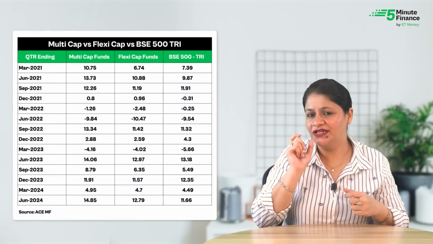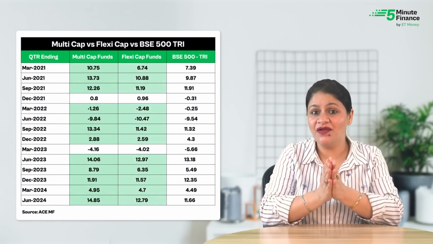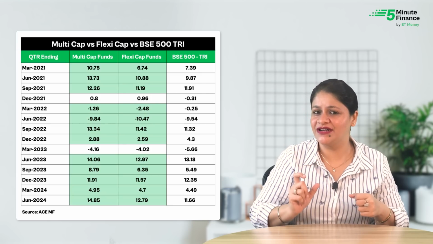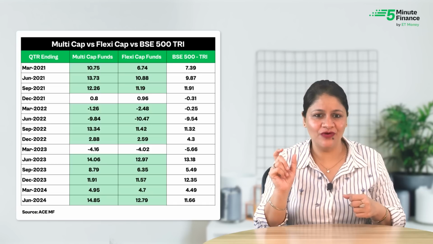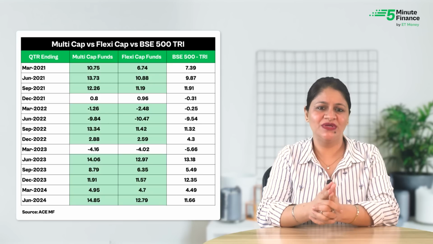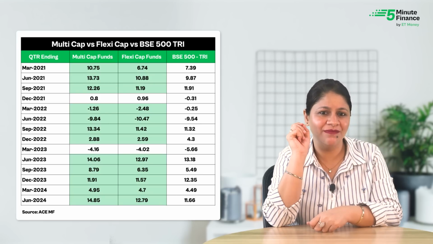If you look at their quarterly performance, multi-cap funds have outshined Flexi Cap funds in 12 out of 14 quarters, and these funds have outperformed the BSE 500 index in 10 out of 14 quarters since March 2021. Now, one very obvious reason is more allocation to mid and small caps, but that's what makes it riskier as well.